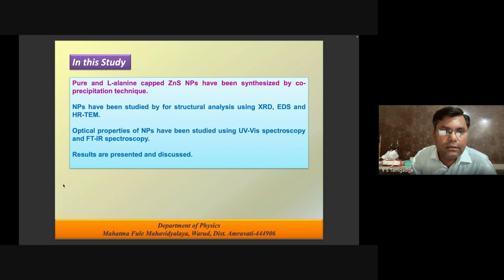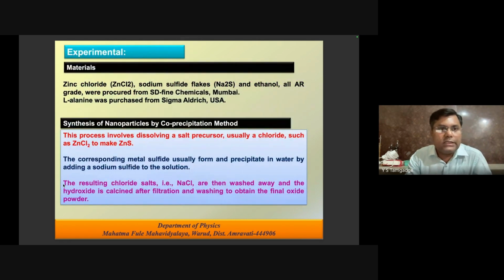Next slide. Yes. So in this study, what we have done is we have synthesized pure and L-alanine capped ZnS nanoparticles by a simple co-precipitation method. And these particles have been characterized by XRD, EDS, and HR-TEM. We have also studied the optical properties of these nanoparticles using UV visible and FTIR spectroscopy, and the results are presented over here. So this is the experimental section.